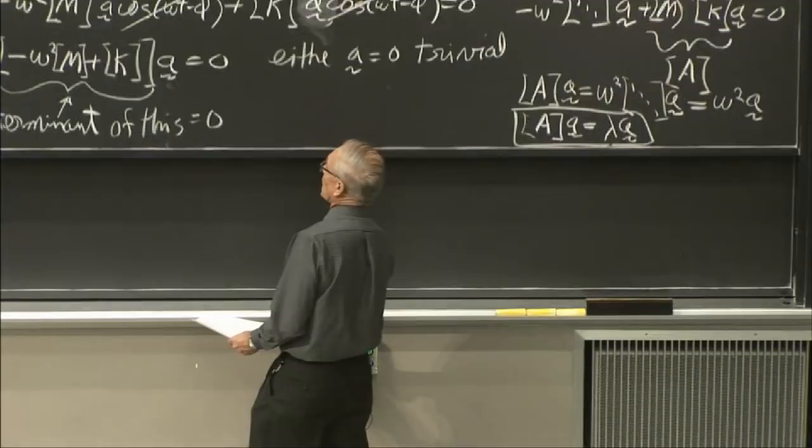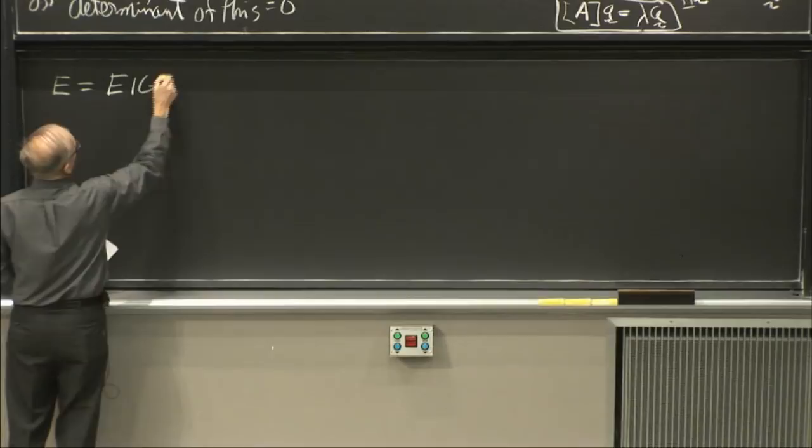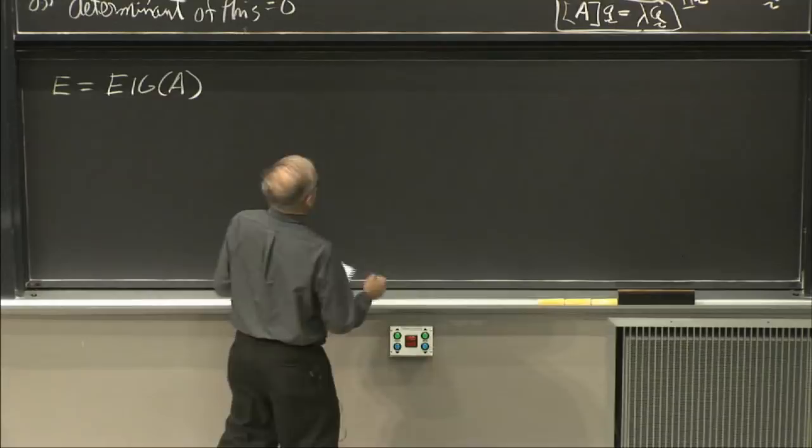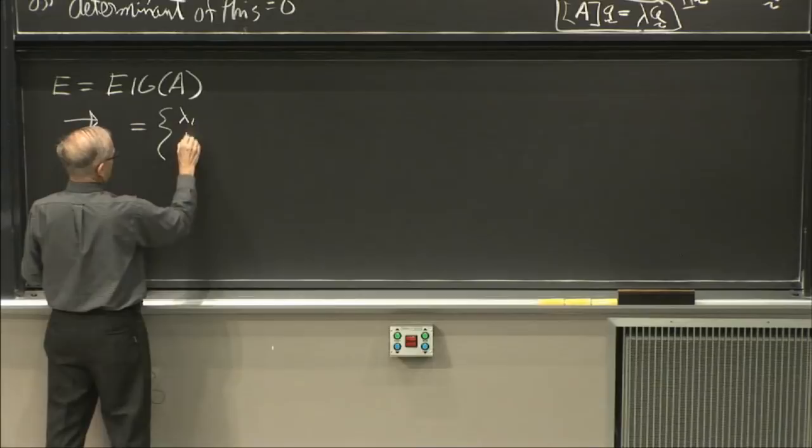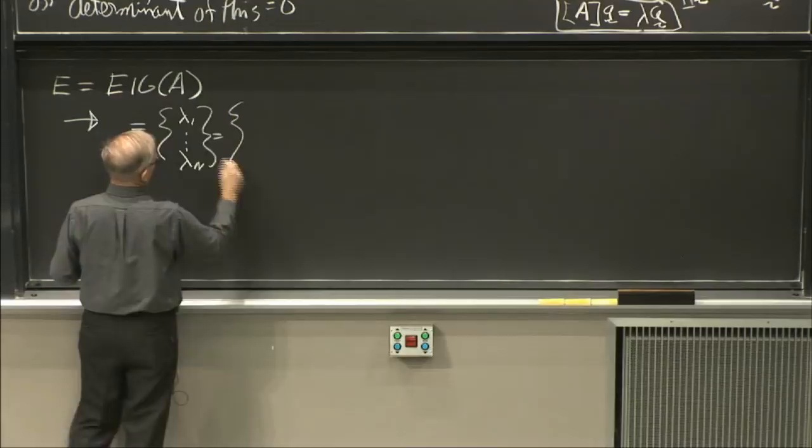And in MATLAB, if you say, for example, E equals eig of A, this returns a vector, which is the natural frequency squared. It'll return these lambdas, and the first one is omega 1 squared down to omega n squared.